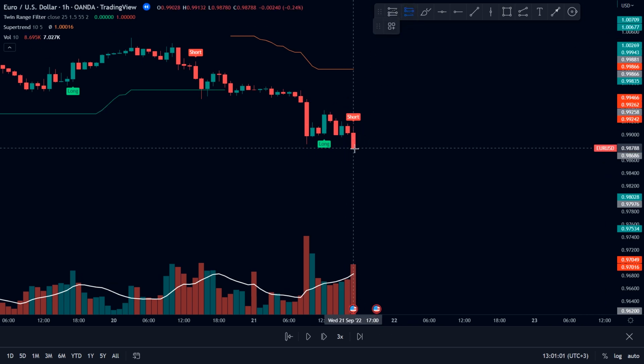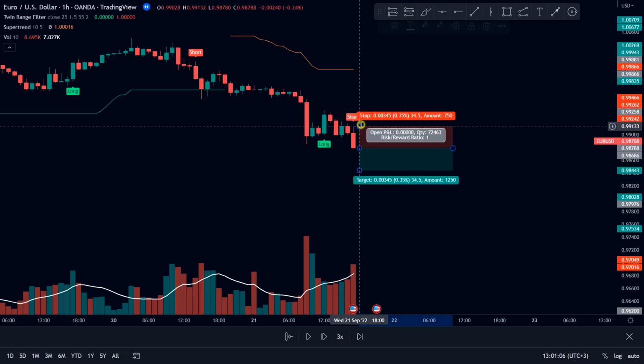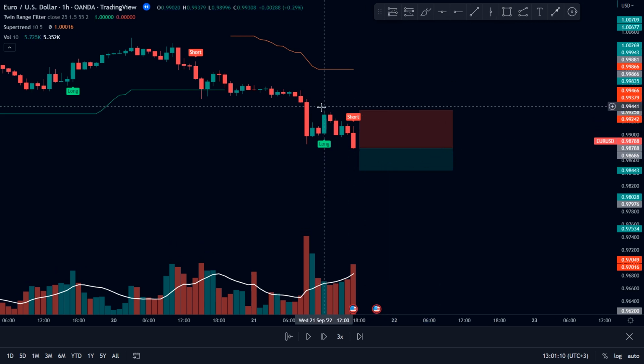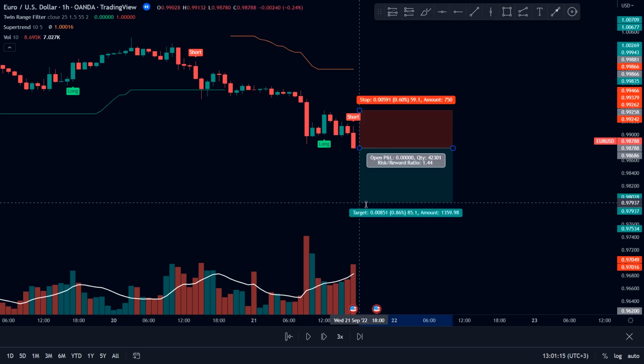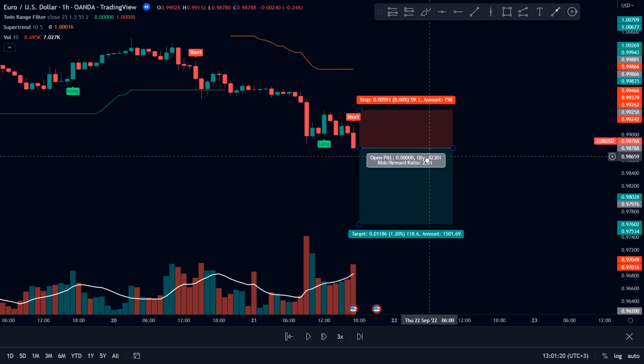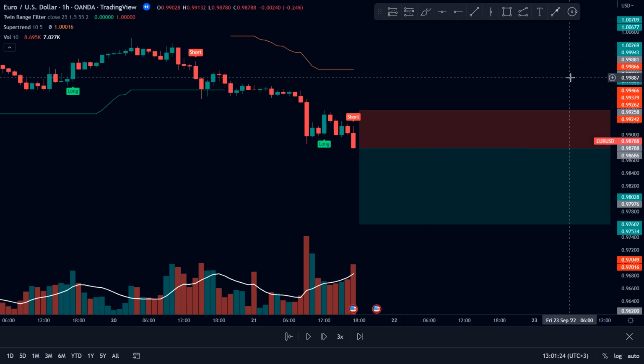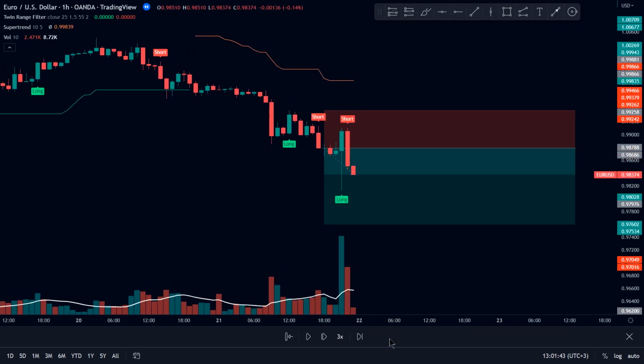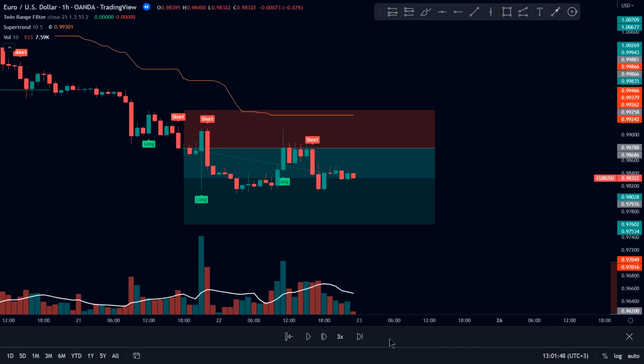We enter a short trade here, set our stop loss above the most recent swing high, which is this one right here. And for the take profit, we're gonna set it at 2 times the risk. We let this trade run, and this time it hit TP.